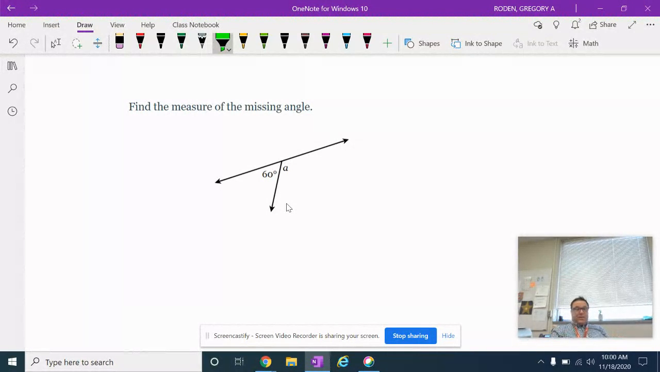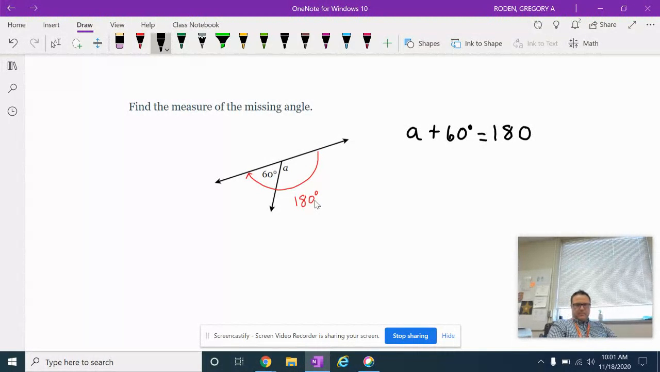Hey, welcome back. All right, so let's go ahead and see what we got. Well, again, guys, we have a supplementary example here. Why is it supplementary? Because if we go all the way around here, that is 180 degrees. So now we can write our equation. We can take angle A plus the 60 degrees that they already told us about, and we know since they're supplementary that they add up to 180 degrees.